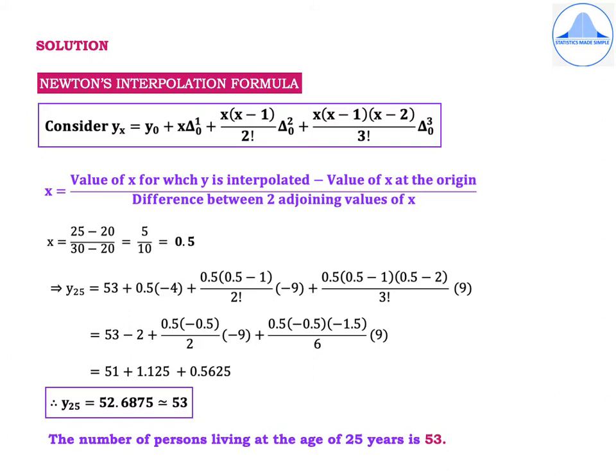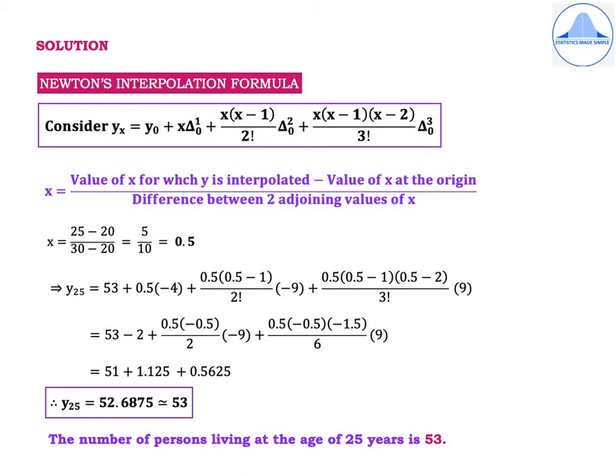So all these values are substituted from the table, which simplifies to 53 minus 2 plus 0.5 into minus 0.5 divided by 2 factorial is 2 into minus 9 plus 0.5 into minus 0.5 into minus 1.5 divided by 3 factorial is 6 into 9. On simplification, you get 53 minus 2, that is 51, plus 1.125 plus 0.5625.